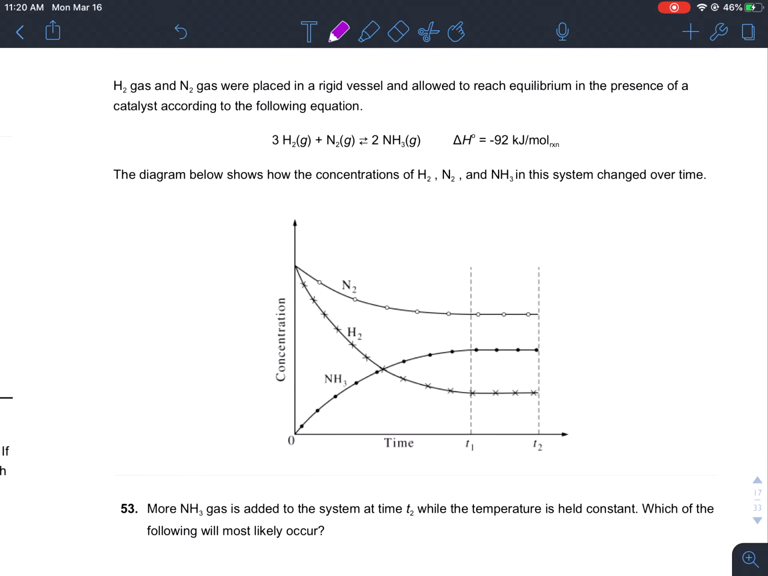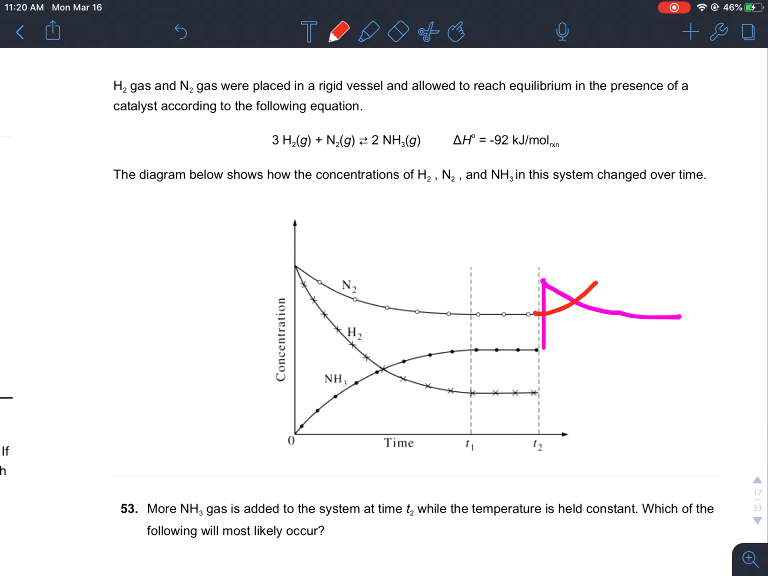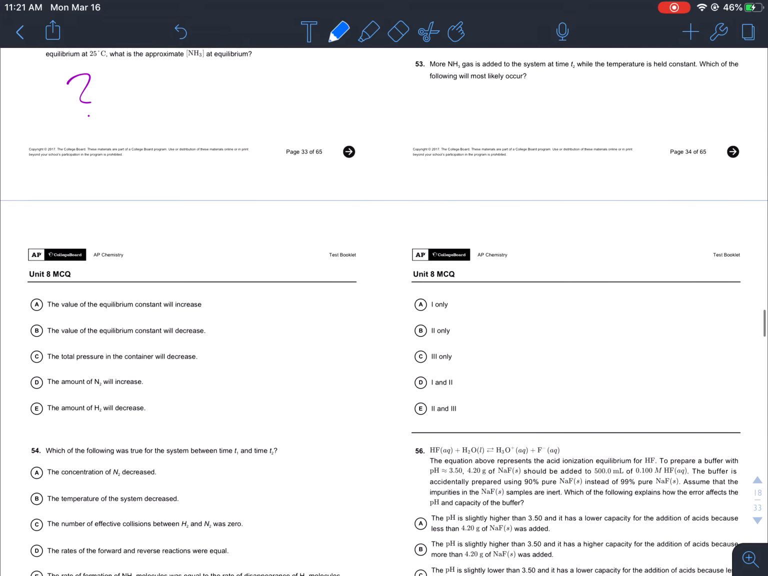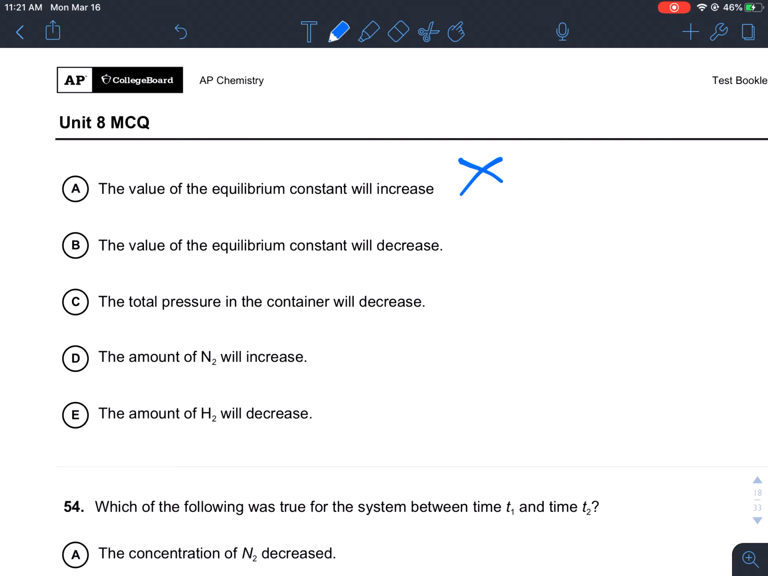Okay, so if you add more NH3, so NH3 is that middle line, it's going to spike up initially, and then it's going to start going back to equilibrium, right? Then that's going to make the N2 slowly increase. It's going to make the H2 slowly increase, right? Because they're a ratio. So the value of the equilibrium constant, the K, is not going to change. K can only change with heat, and so the equilibrium constant will neither increase nor decrease.